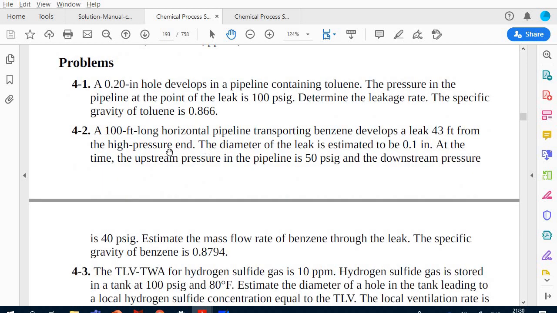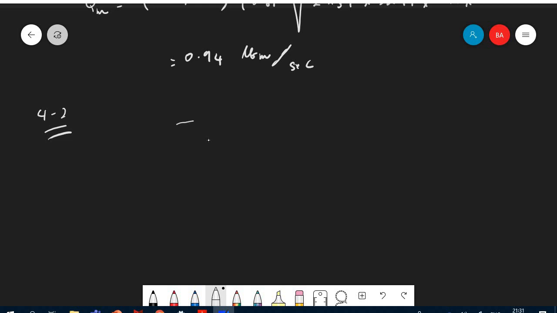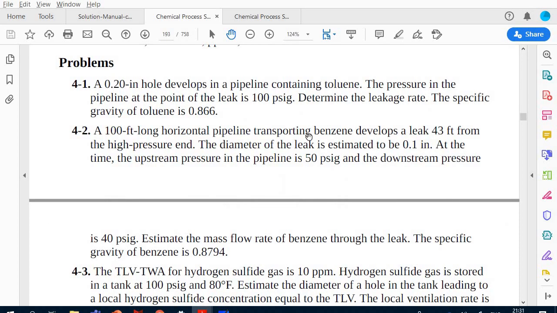In 4.2 we have a 100 feet long horizontal pipeline. So it's 100 feet long. Let me draw that. Something like that, 100 feet long. This is my pipeline, 100 feet, and it's transporting benzene, so it's a liquid, and it develops a leak 43 feet from the high pressure end.